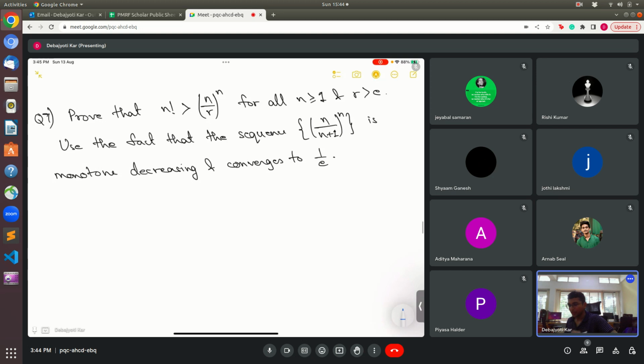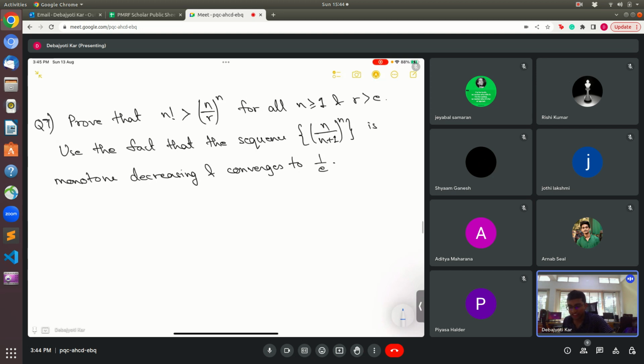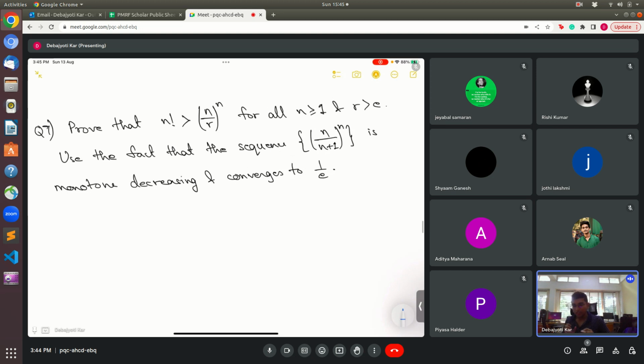This says that we have to show that for all n greater than or equal to 1 and r greater than e, this inequality is true: n factorial is more than n by r to the power n. And we can use the fact that this sequence n by n plus 1 to the power n is a monotone decreasing sequence which converges to 1 by e as n goes to infinity.